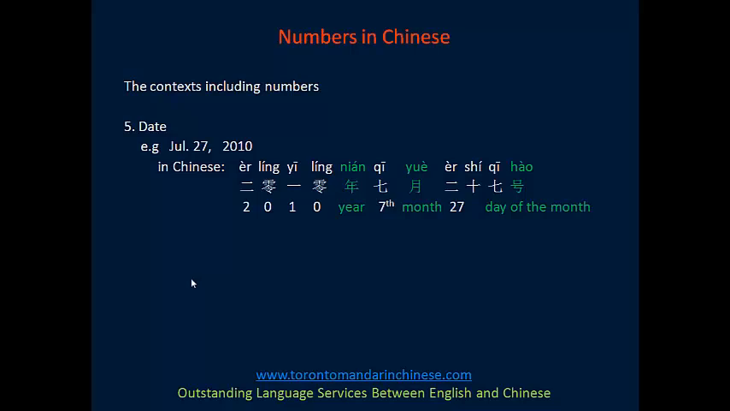Number 5, date. For example, July 27th, 2010. In Chinese we say 2010年7月27号. 2010 is the year. We say the numbers individually. 年 means year. 7, 7th. 月 means month. 27, 27. 号 means the day of the month.